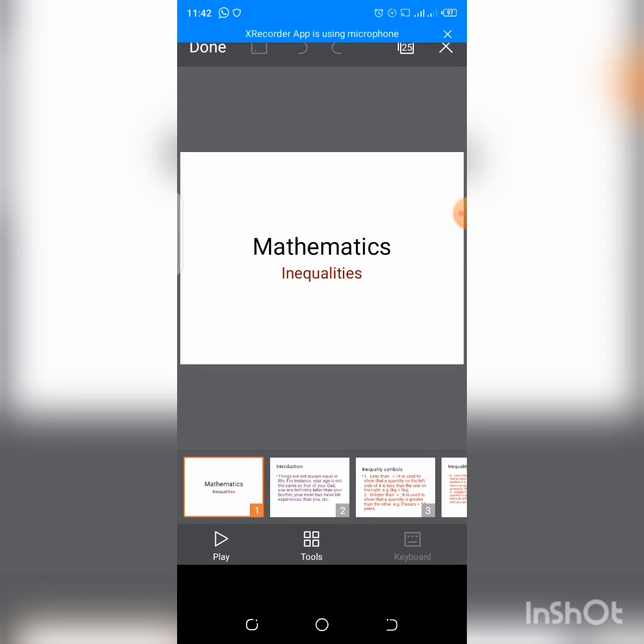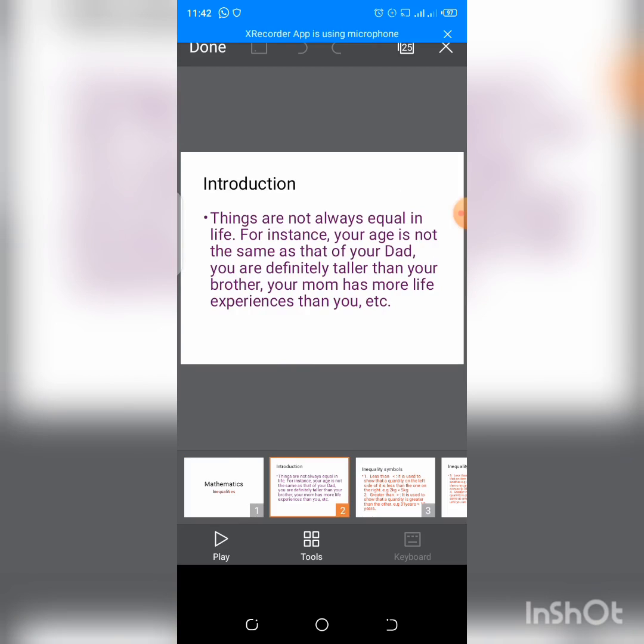Not everything in life is equal. For instance, your age is not equal to that of your dad. Your height is not the same as that of your mom. Your experience cannot be the same as that of your brother. So, not everything in life is equal, and that is why inequality comes up.